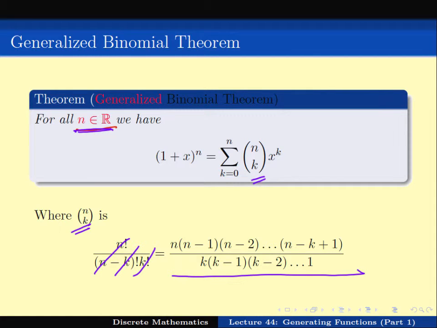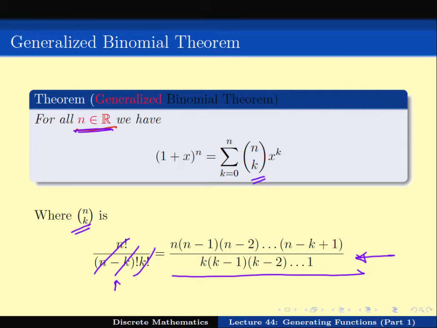Why is it not this? Because if n is not a natural number, say n equals minus 1, then n factorial doesn't make any sense. But this makes sense. I know what n is, what n minus 1 is, what n minus 2 is, and I can go on till n minus k plus 1. So this is in fact a proper definition of n choose k.